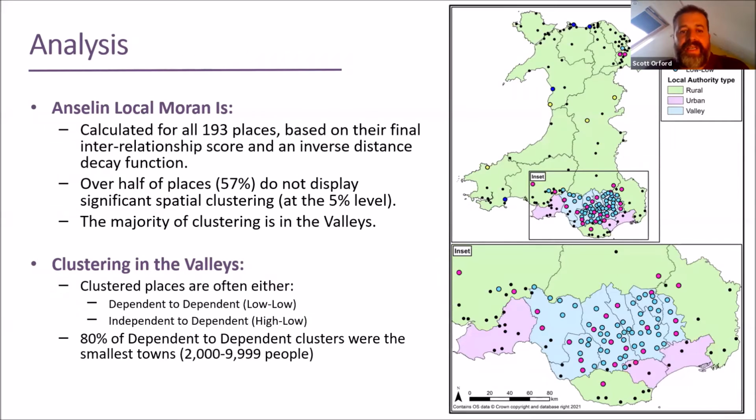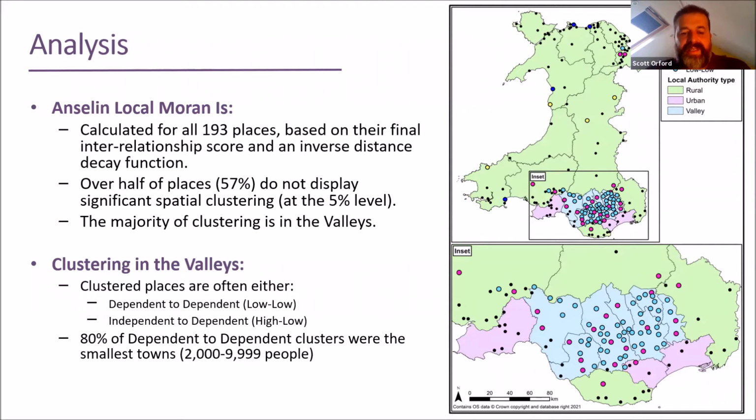So focusing on the valleys, nearly all the places are either categorised as being dependent places close to other dependent places, or independent places close to dependent places. When we thought about it, this is what we expect, that dependent places are dependent on each other for their goods and services. So one dependent place might provide goods and services for a dependent place next door, and may supply particular goods and services for the other dependent place. So what you have is clusters of dependent places with people travelling between them to get their goods and services.